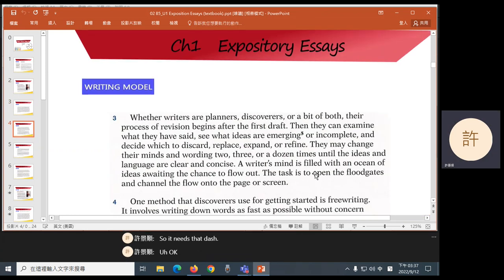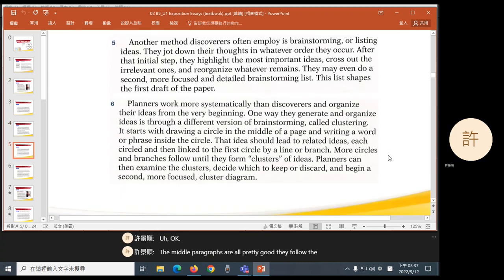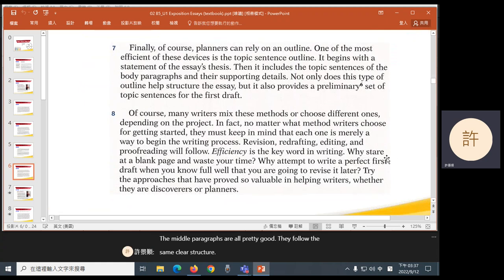Okay. The middle paragraphs are all pretty good. They follow the same clear structure. And then these last two paragraphs, of course, should be deleted. And also the word finally, you don't really need the word finally. I know a lot of you like to write first, second, third, or first, next, then, or like moreover, additionally, or like however, therefore. You don't need these words. You don't need any of these words.